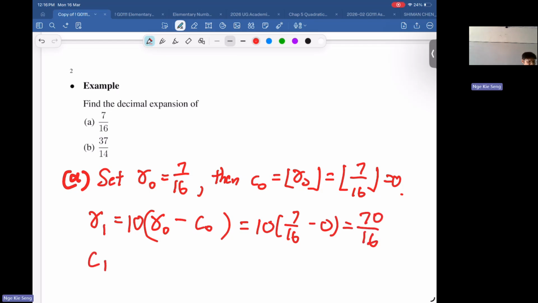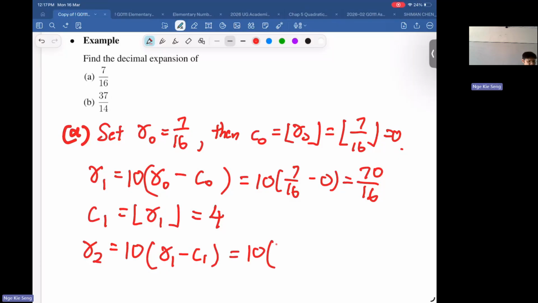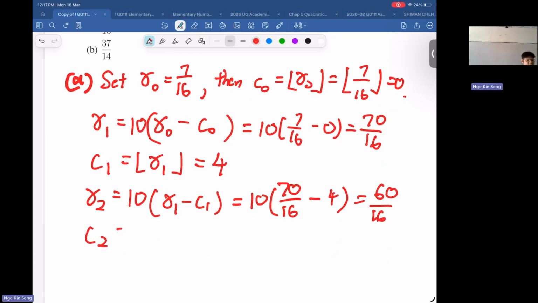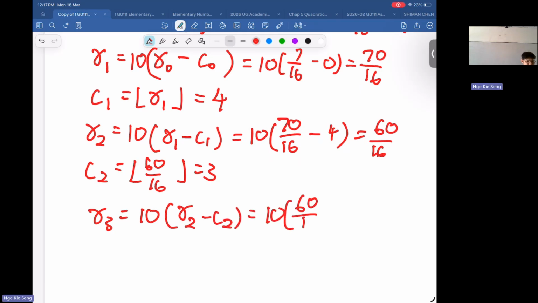And then what is C again? Remember, all the C is just taking the floor of gamma i. So what's the floor here? The floor here is 4. I'll go to the next one. Again, you take the difference between gamma 1 and its floor, and then shift up by 1. You get 60 over 16. And then C2, you take the floor of this thing, which is 3. And then gamma 3, you take the new gamma, take away its floor, and then shift up by 1, and then C3 will be 7.